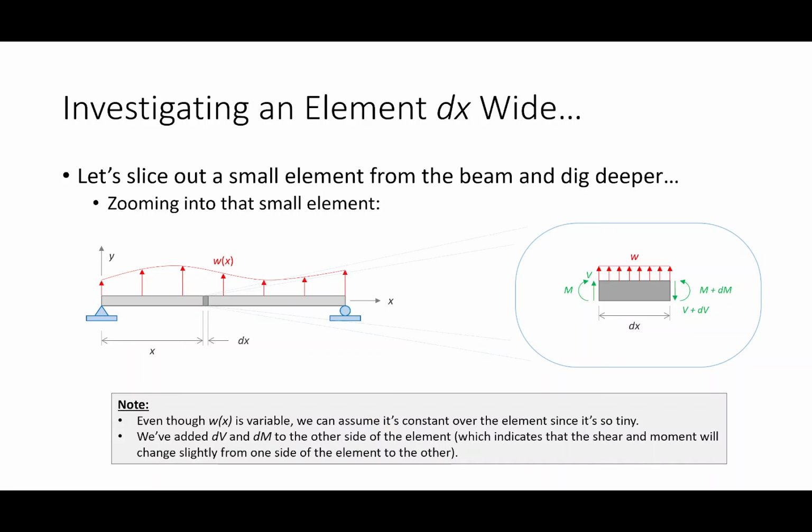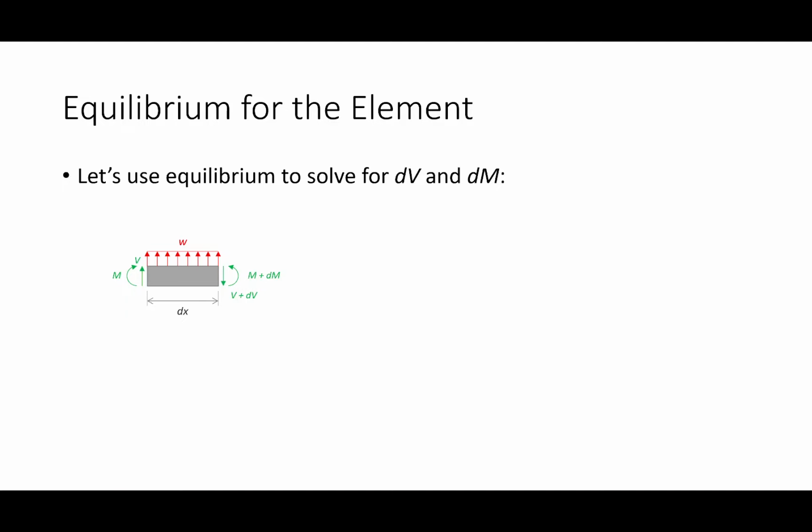Okay. These are my notes that basically say everything I just said verbally: even though the load is variable across this itty-bitty tiny element, we're going to take it to be constant, and the dV and the dM are just the changes from one side to the other. So let's do this together. Everything I'm about to write on the board is going to show up here on the screen, so you're not going to miss anything. Let's take a look at this element and see if we can work this out. Okay, let's start off with the sum of forces in the y direction.